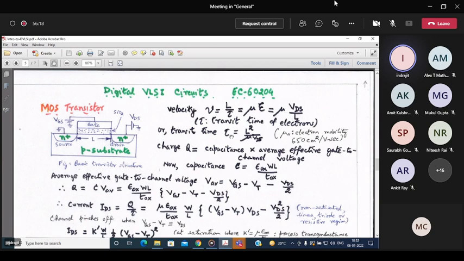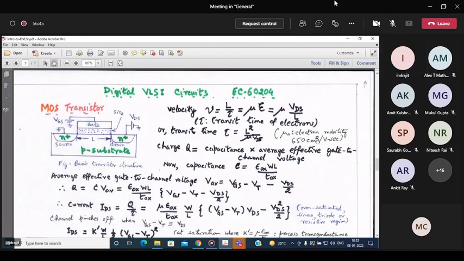Then the transit time can be related between all these parameters as L square by mu VDS. Why is it so? Because tau equals L by V, and V equals mu VDS by L. So in the denominator it will be mu into VDS by L. L appears twice in the numerator, so it becomes L square by mu VDS. And the typical conventional value of the electron mobility is 650 centimeters square per volt second.